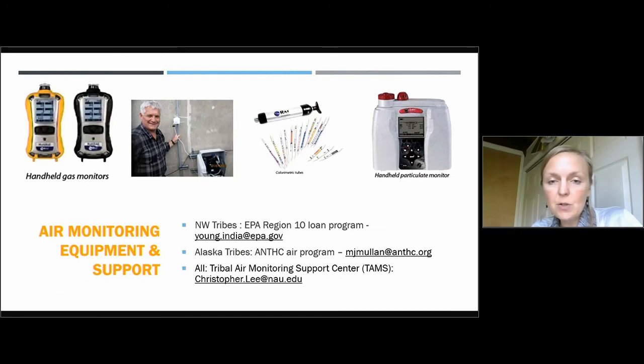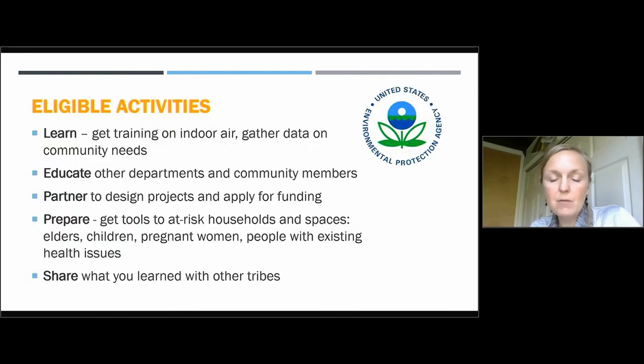And finally, a resource you may not be aware of, there are a number of resources in the region where tribes can borrow air monitoring equipment or get technical support. So if you want to do some on the ground assessing, we've got some purple air monitors now, and we're expanding that program that we can lend out. ANTHC, also funded by EPA, as well as the Tribal Air Monitoring Support Center provide support for Alaska tribes and tribes across the country. So just wanted to mention that resource.